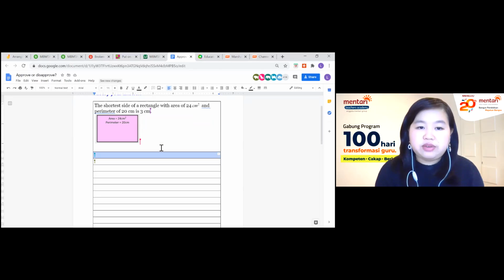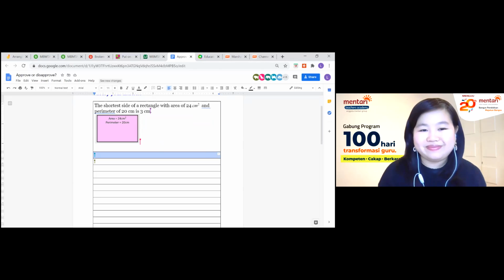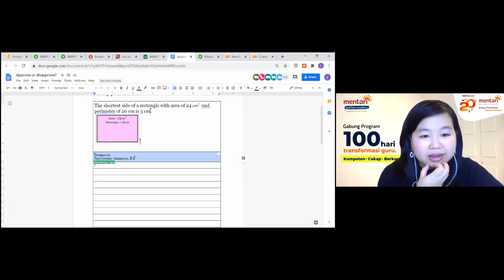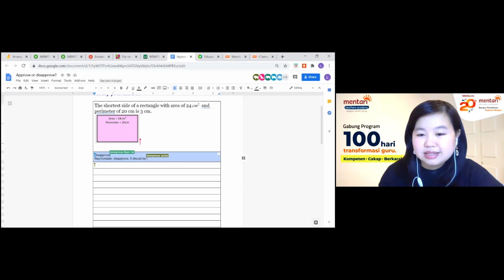So the area is 24 square centimeter and the perimeter is 20. Is that true that the shortest side of this rectangle will be 3 centimeter? I would encourage you to fill it out in the Google Docs so everybody can see what everyone else is thinking. Please do not worry if your answer is different from someone else. This is a learning community for all of us, right? So we're learning together. Okay, Mr. Raymond Dale says disapprove. Okay, thank you for the answer, sir.